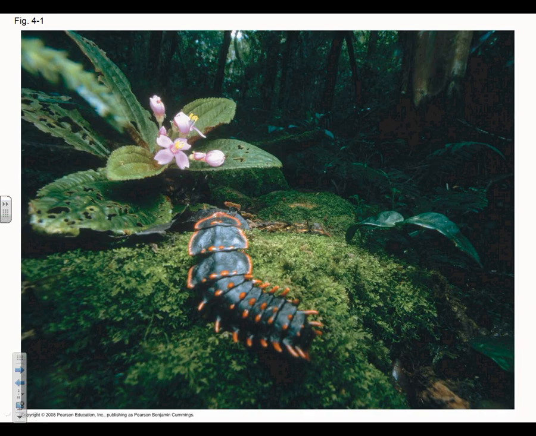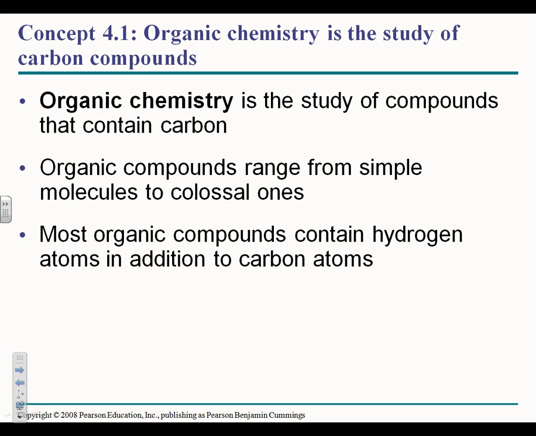Now here is a picture depicting a great deal of life, and it was believed that carbon was an element that solely made up life, and it couldn't be synthesized in a laboratory setting. That carbon could only be derived from living things. The definition of organic chemistry is the study of compounds that contain the element carbon. These compounds range from very simple, such as carbohydrates, to very large ones, which consist of large polymers or macromolecules. Most organic compounds contain hydrogen in addition to the carbon atom.